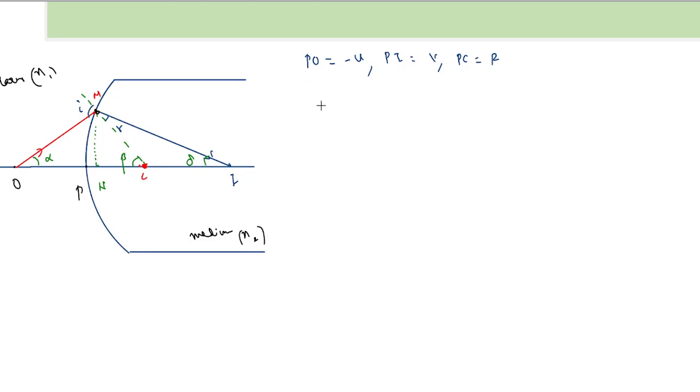Now, applying Snell's law at the first boundary, what we get is n1 sin i is equal to n2 sin r. So this is the first expression, we call it 1. Now our aim here is to get the relationship between u, v and r. So we need to express these parameters in terms of u, v and r.